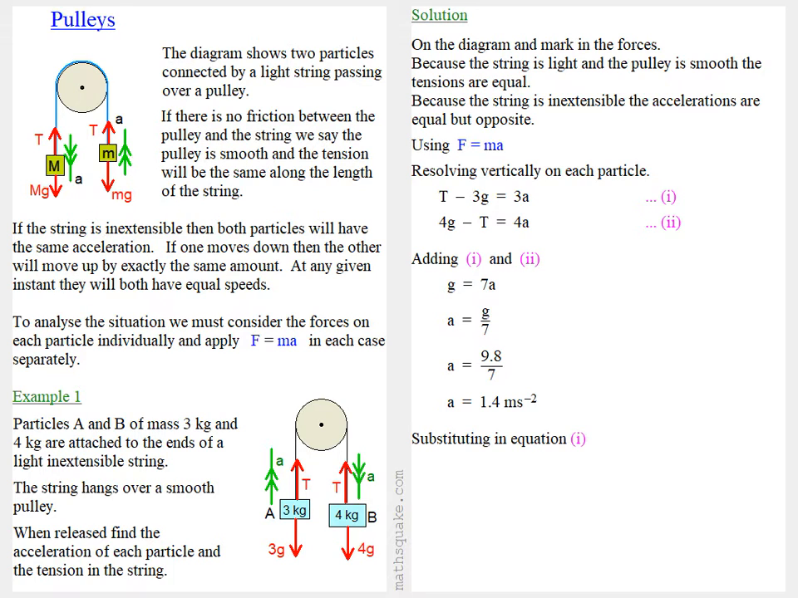Now if we substitute that in equation 1, we get T minus 3g equals 3 times 1.4. So T is 3 times 9.8 plus 3 times 1.4, which works out to be 33.6 newtons. So we have an acceleration of 1.4 meters per second squared with a tension of 33.6 newtons.